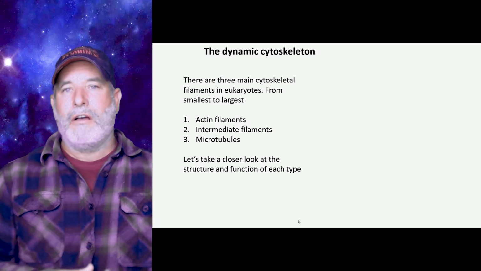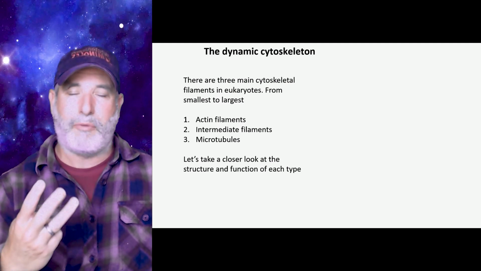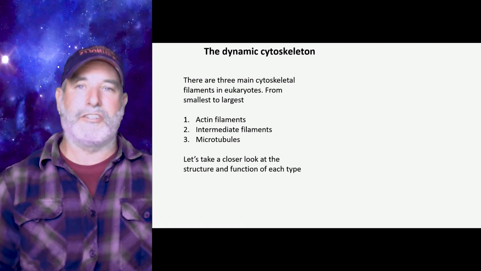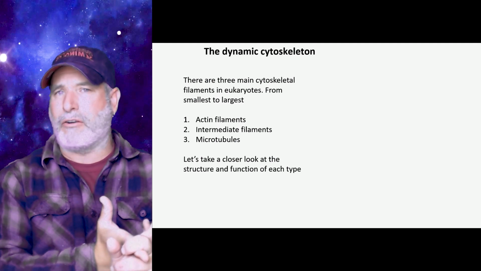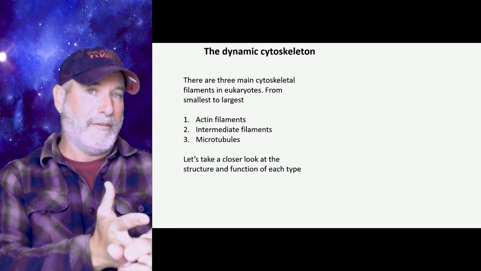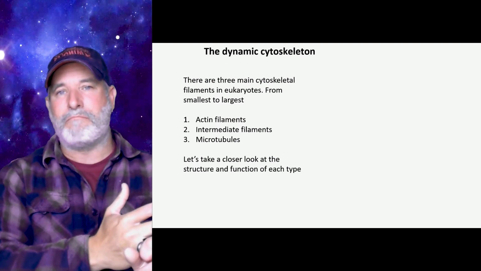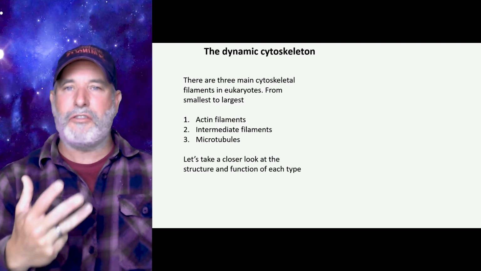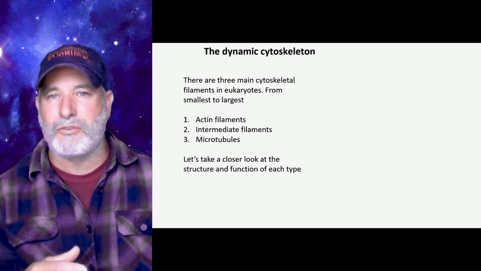Now, first of all, one of the most important things you need to know about the cytoskeleton is that there are 3 different parts to it. From smallest to largest, we've got the actin filaments. You may also know them as microfilaments. You've got intermediate filaments, also known as keratin fibers, and then the largest ones, which are the microtubules. So those are the 3 components of the cytoskeleton. Let's take a closer look at each one of these.